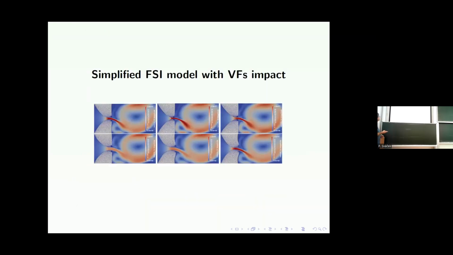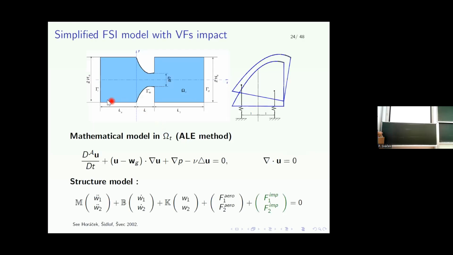Okay, so I have one figure here, simplified. Now let's switch to the simplified structure interaction model, how to include the impact of vocal folds in the mathematical model. So in this case, we consider the mathematical model of Navier-Stokes equation, again in the ALE method.